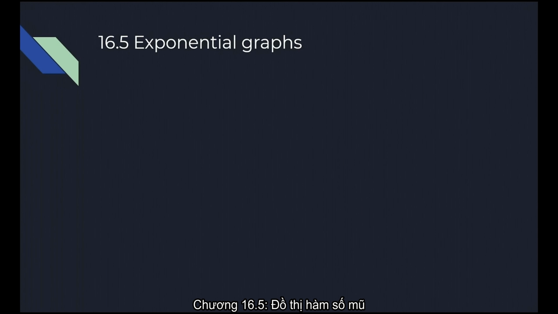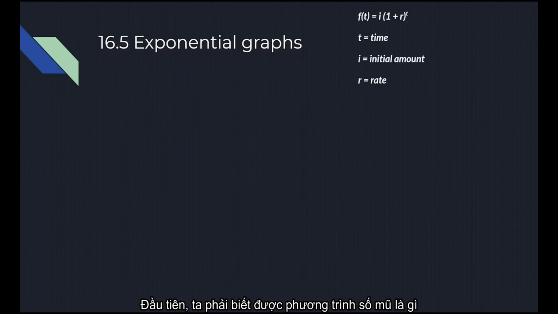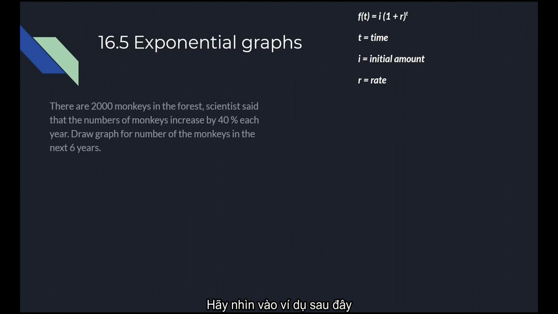This is chapter 16.5, exponential graph. Now first of all, we must know the exponential equation, which is f(t) equal I multiplied by (1 plus r) in the brackets to the power of t. t is time, I is the initial amount, and r is rate. Now look at the example over here.